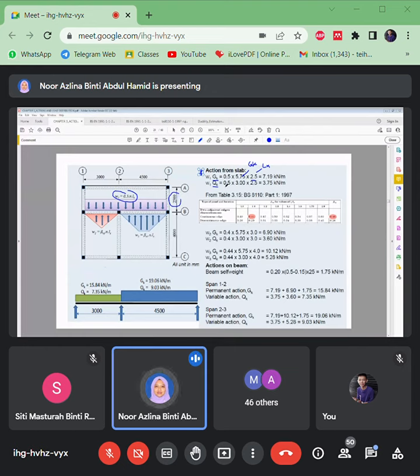Okay, QK is the same. So this slab has a GK which is 7.19, okay, and then QK 3.75. Okay, that will transfer to this beam. Okay, now do the next one, the triangles.